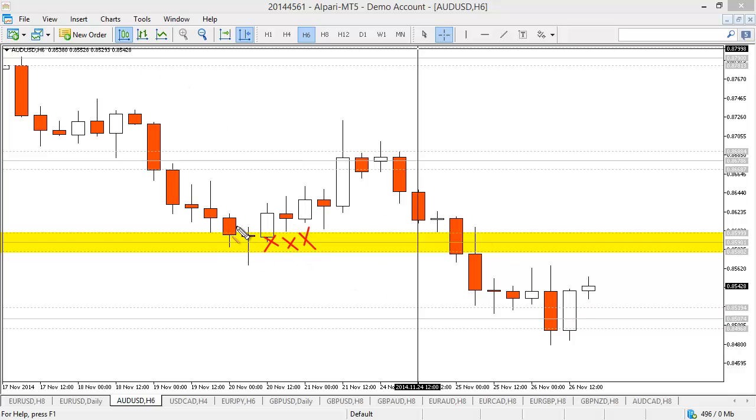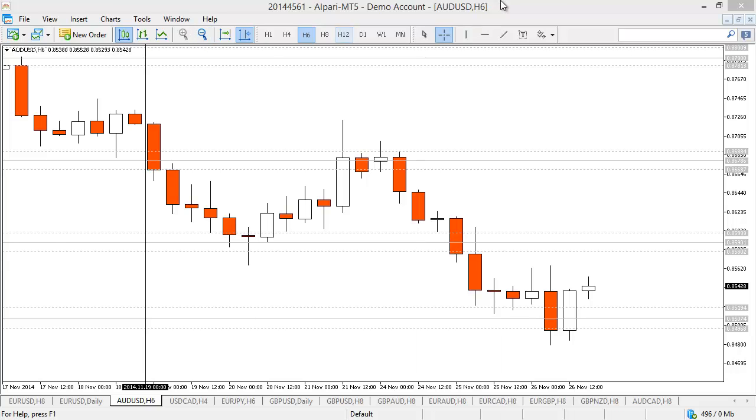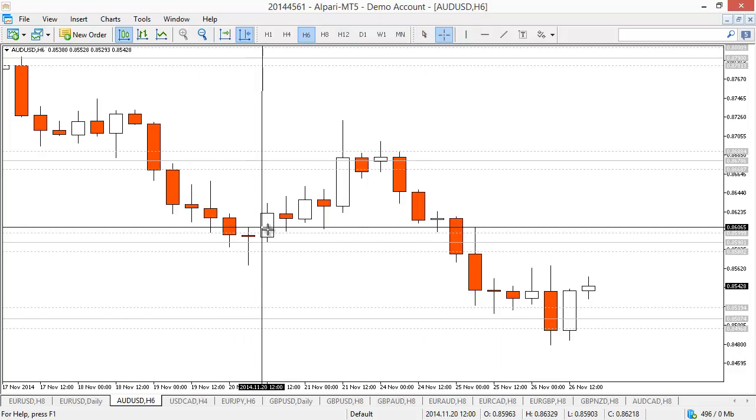So when buyers take control of price, you want to enter as close to the support area as possible. And this is pretty close. I mean, it'd be better if it was a bit closer, but it is pretty close. So, you know, the entry part is pretty simple. The stop loss is a little bit tougher.